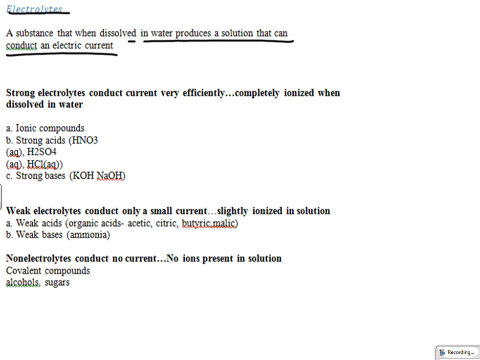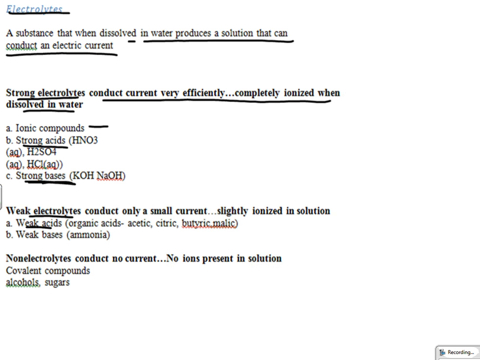It caused a little conductivity meter that we used in that lab to glow, so it's a real good physical property. Strong electrolytes, you should have a general idea. Strong electrolytes are going to be ionic compounds, strong acids, and strong bases. Weak electrolytes are either weak acids or weak bases.